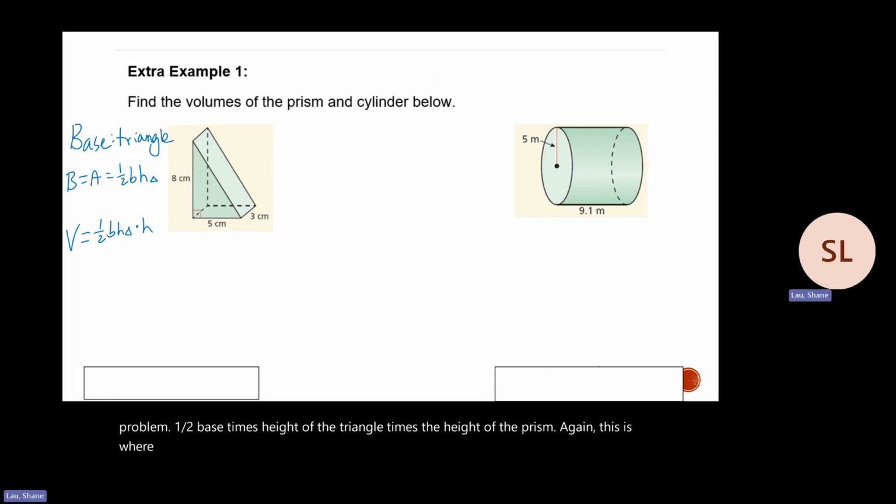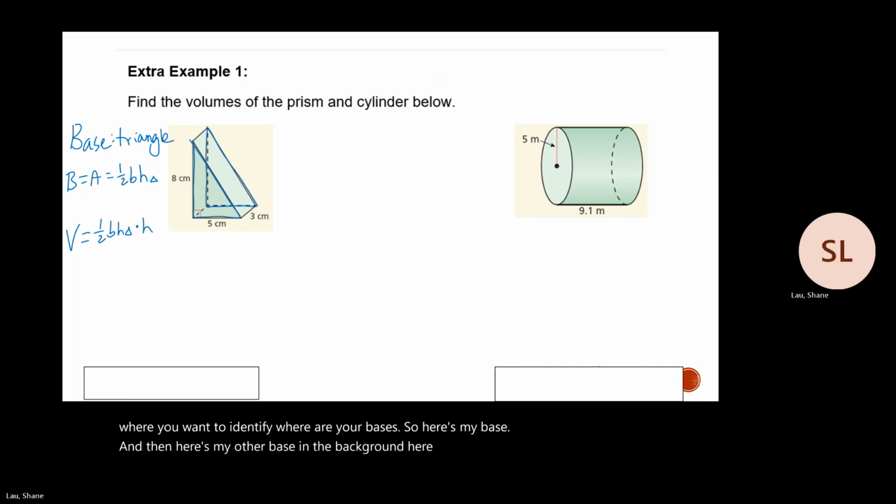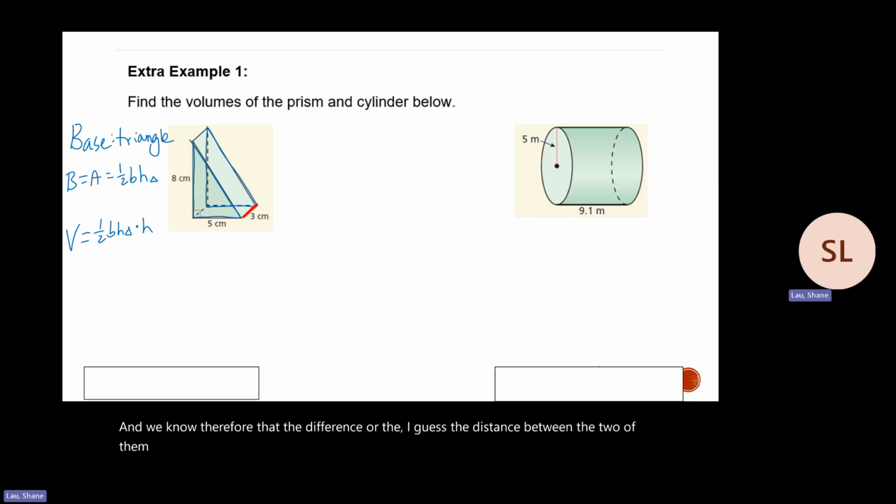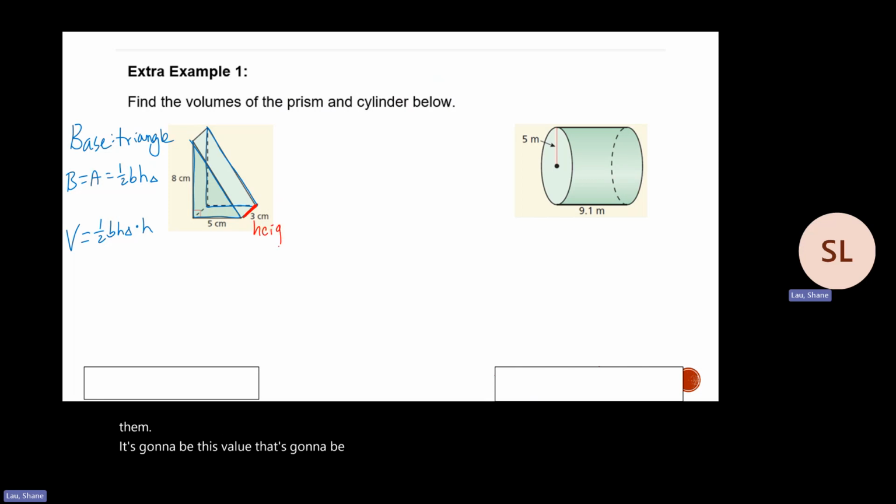Again, this is where you want to identify where your bases are. So here's my base, and here's my other base in the background here. And we know therefore that the distance between the two of them is going to be this value. That's going to be our height of the prism. Okay, so make sure that you know those key differences. Otherwise, it's going to be really hard for you.